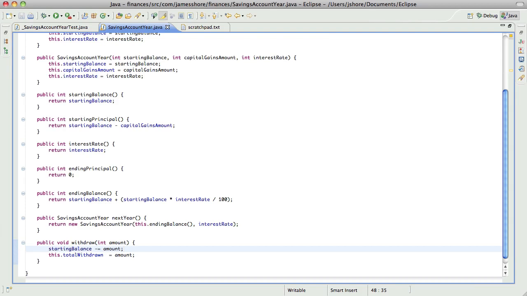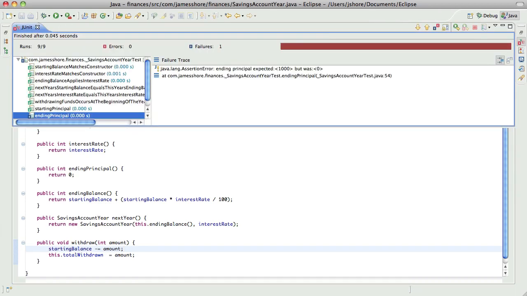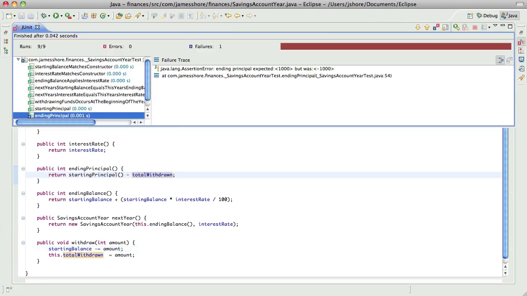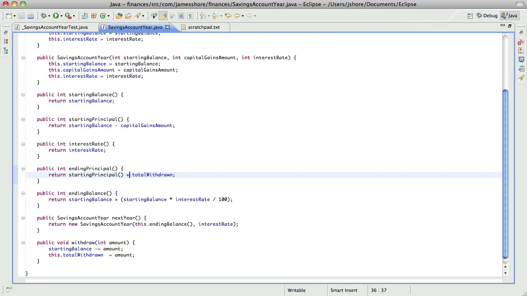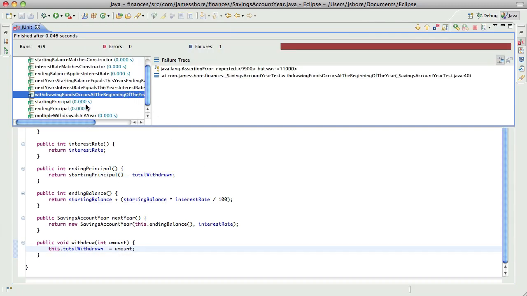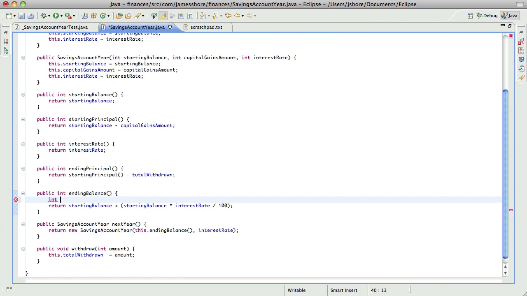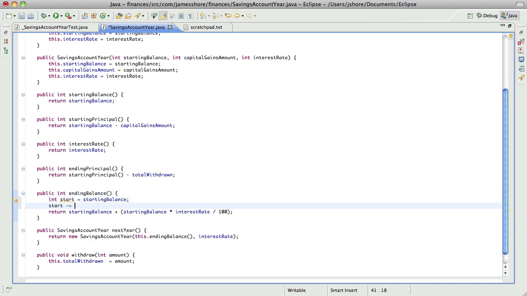Let's fix that. Okay. So ending principal expected 1,000, but was 0. Ending principal is going to equal starting principal minus withdrawn. Which raises the question of plus. No. Okay, what did I do wrong? Oh, well that's because we're modifying the starting balance. So if I take that out, now that one should pass, which it does, but now this withdrawing funds occurs at the beginning of the year fails. So the ending balance should be this start number of the balance, and then start minus equals total withdrawn. I don't know if that worked. Let's find out. It worked.